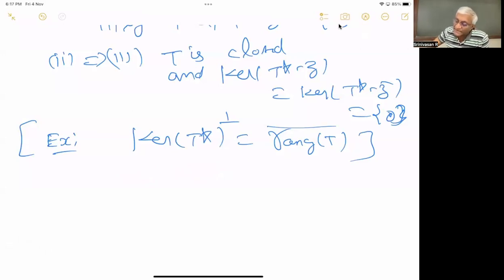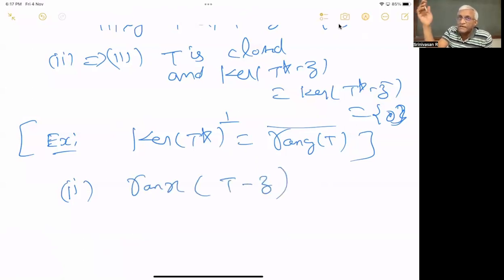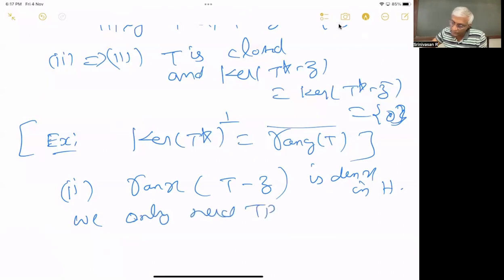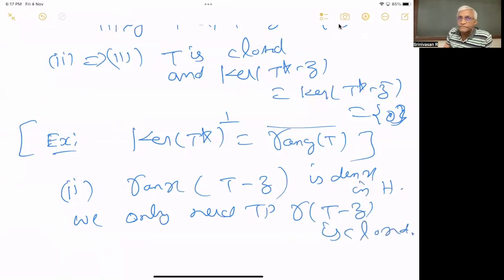So now we know that the kernel of T star is trivial. Then the range of T is dense. So 2 implies 2, we are assuming the kernel of T star minus z bar is trivial, using the other one, T star minus z bar. So the range of T minus z is dense in H. So we only need to prove that the range of T minus z is closed. If it is closed, then it will be everything.